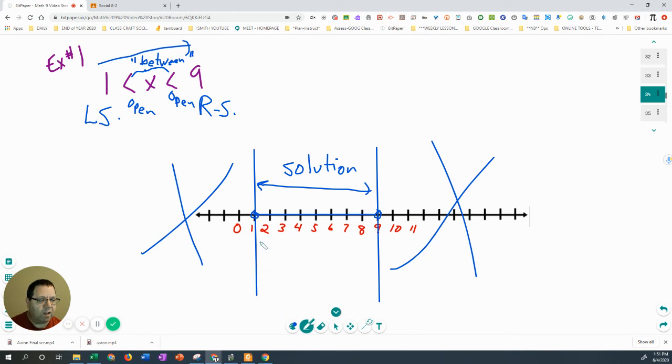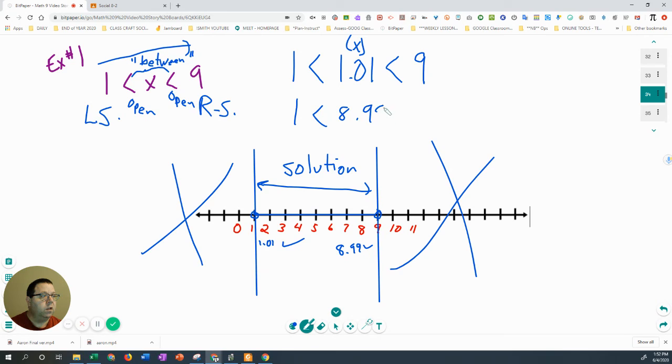So you could have 1.01, and that's a viable solution. You could have, of course, 8.99, and that's a viable solution, okay? So that would look like this. 1 is less than 1.01. That is true. And at the same time, 1.01 is less than 9. So I substituted in for my x. Let's do this one. 1 is less than 8.99, and that is less than 9.